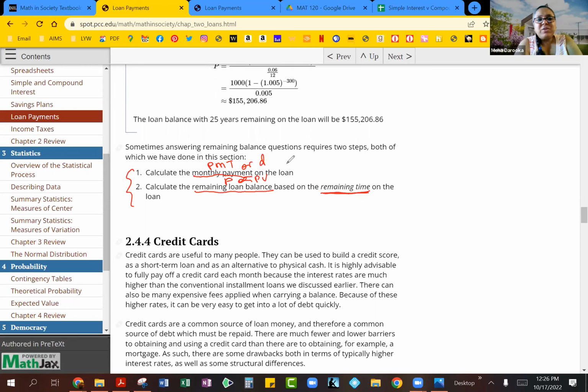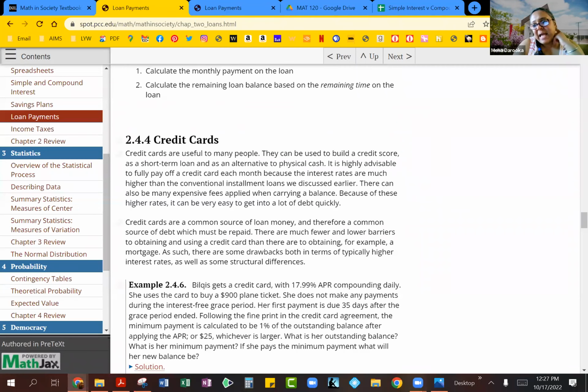So just basically those would be your two steps over here, guys. So remember, this is finding the PMT or your D value. This guy is finding the present value or the principal. So that's basically your two steps in figuring these remaining loans, okay? And then the last part over here, guys, was the credit cards.